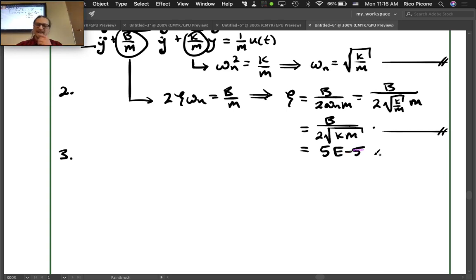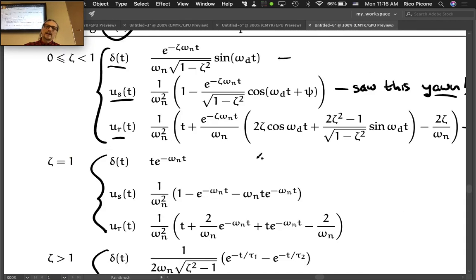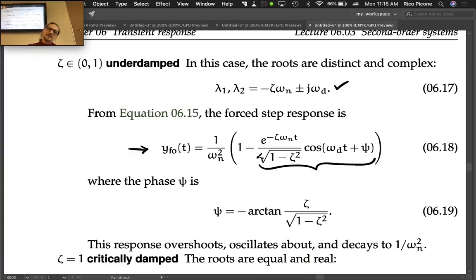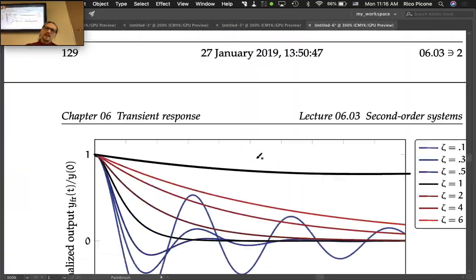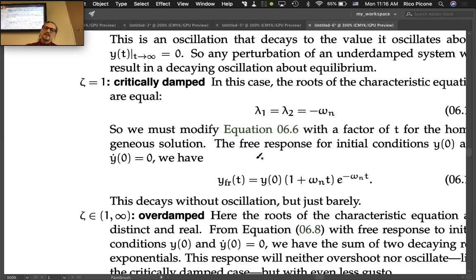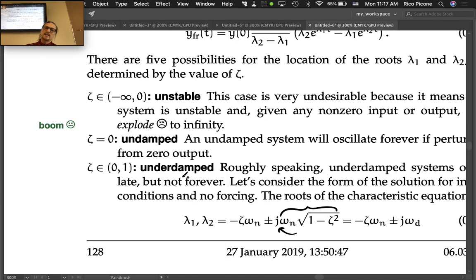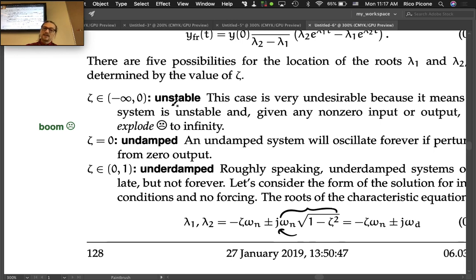Cool. So what do we have? Is the system stable? Is it unstable? It's above 0. So that means it's stable, right? It's positive. So if you go back up to this list of different possibilities, if zeta is less than 0, then it's unstable. So it's not less than 0. It's not 0. It's greater than 0. So it's not undamped. It is underdamped. It's between 0 and 1.